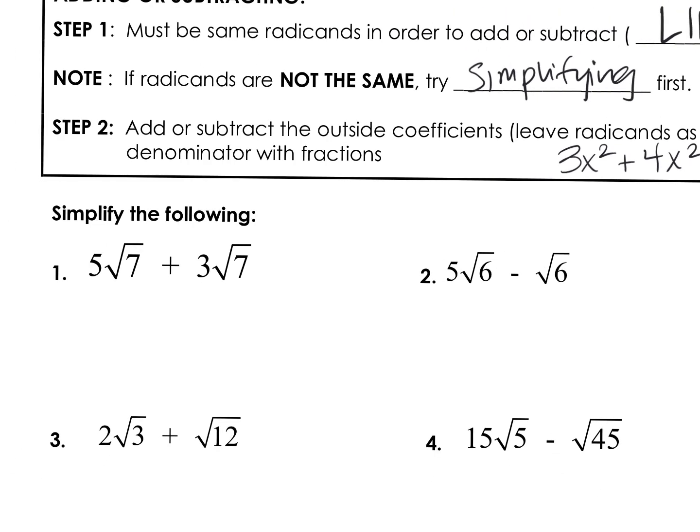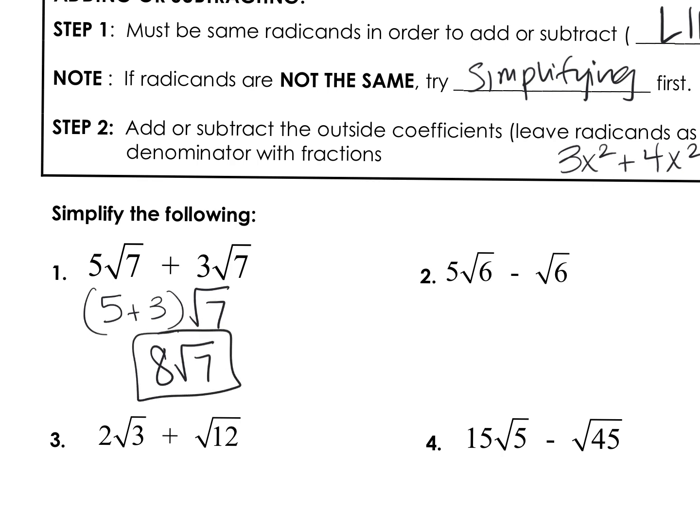The first one is 5 root 7 plus 3 root 7. One of the things that you can do is write it like this. We could say 5 plus 3 and then root 7 if you factor the root 7 out at the end. You don't have to do that, but that's something that sometimes people do. And then this would just be 8 root 7.